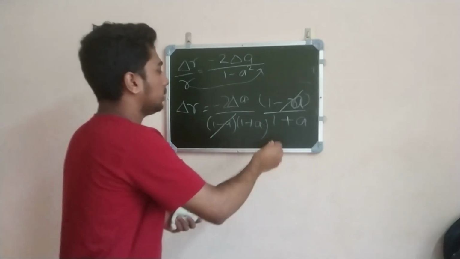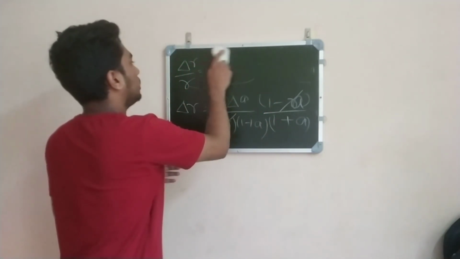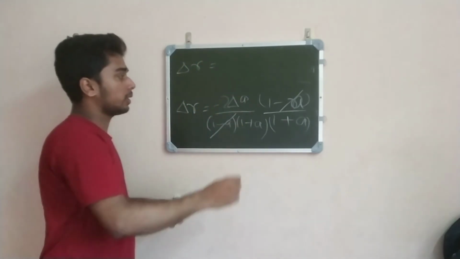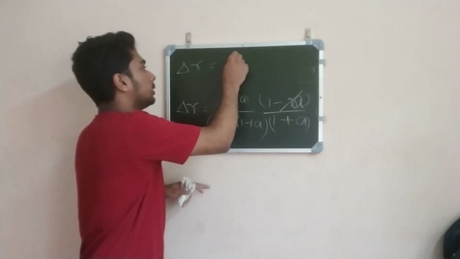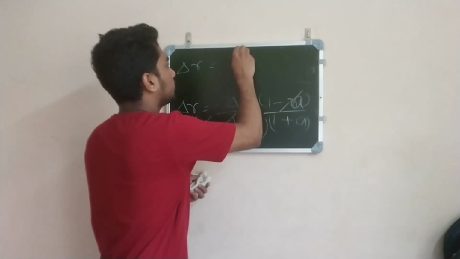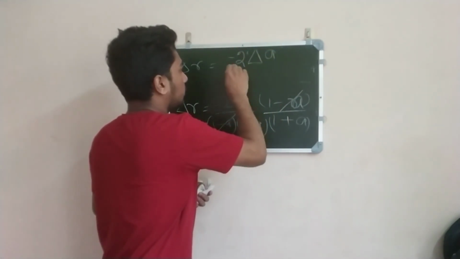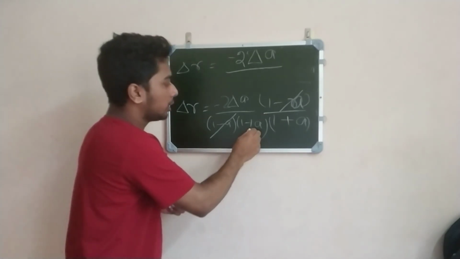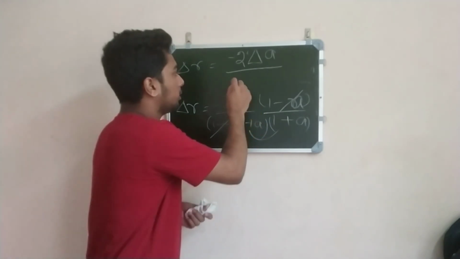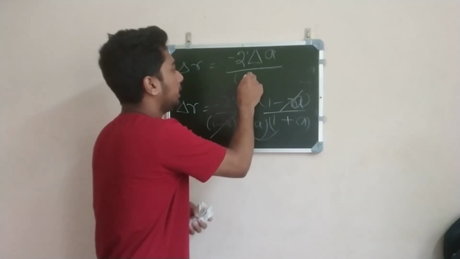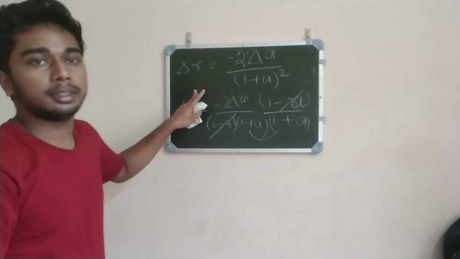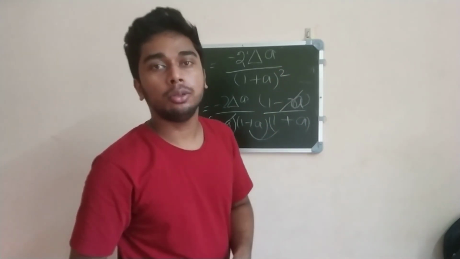So the remaining thing will be delta r is equal to minus 2 delta a divided by (1 plus a), which appears 2 times, once in the numerator and once in the denominator. So I will take (1 plus a) squared. So this is the answer. So see you in the next video with another example.